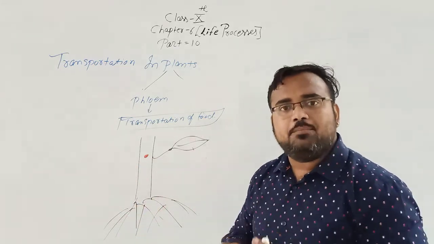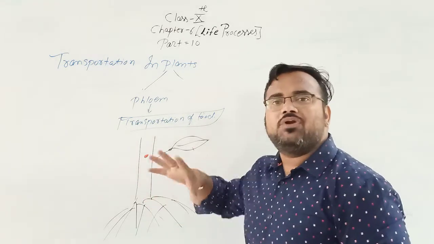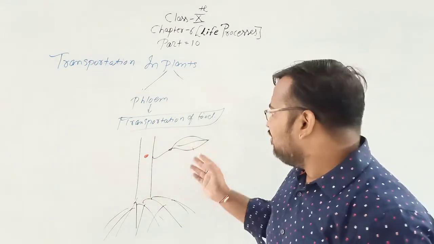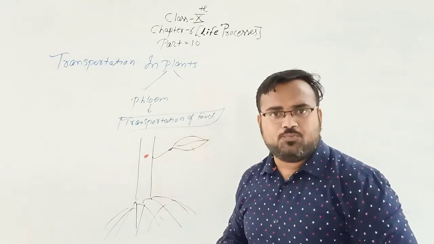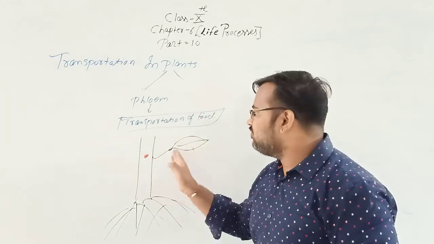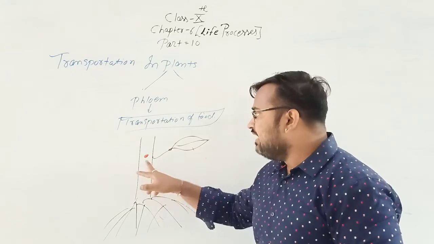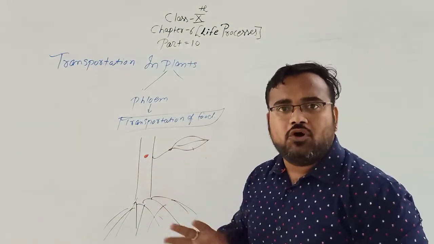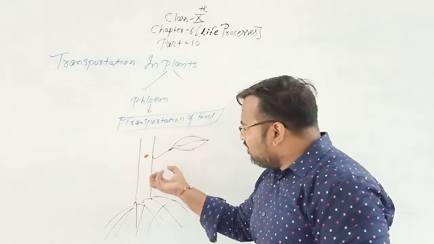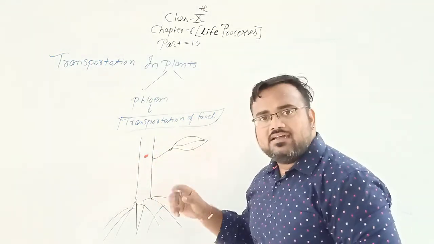Understand, keep it in mind. The solid part cannot be transported to all parts of the plant. So the solid part, that is the food, is transported from leaves to the stem, but it cannot be transported to all parts of the plant. It requires some water. So it will absorb the water from all parts of the plant.